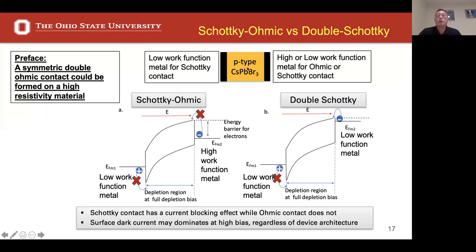But what's the other option? The other option, for cesium lead tribromide, is that we can either apply a low work function metal, that will form a Schottky contact, or you can apply a high work function metal that will form ohmic contacts. By doing so, you have 2 options. You can form a Schottky-ohmic structure or a double Schottky structure.